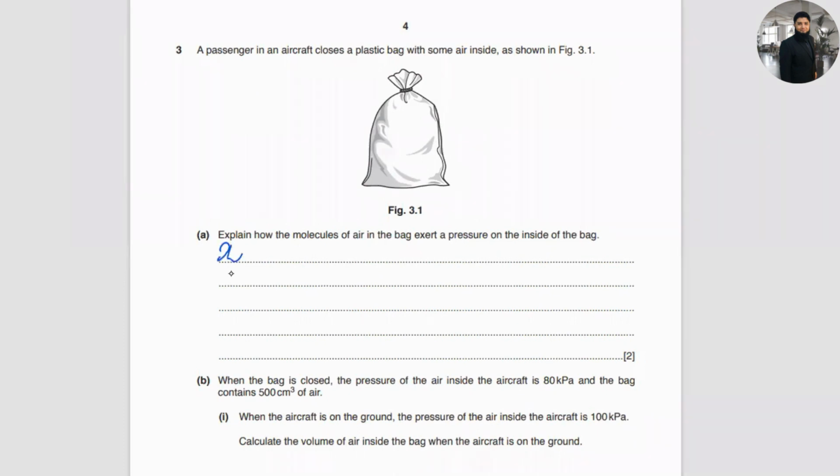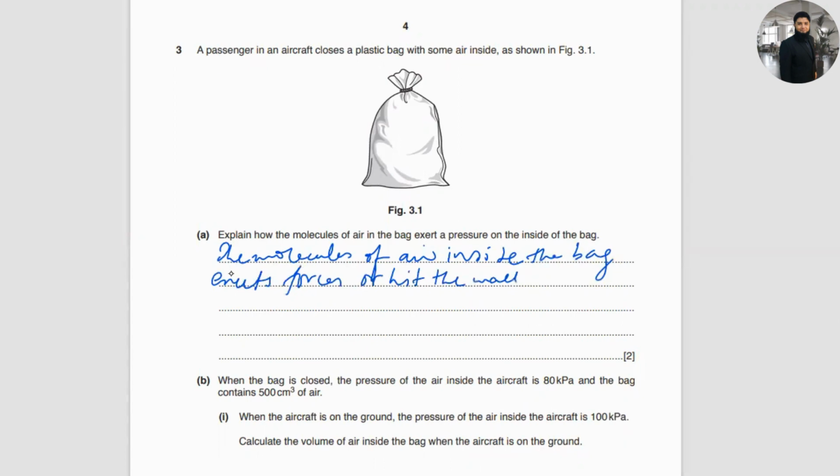So the molecules of air inside the bag exert forces or hit the wall of the plastic bag, which will produce pressure inside it, right? Is there anything up to here that you did not understand? Yes.